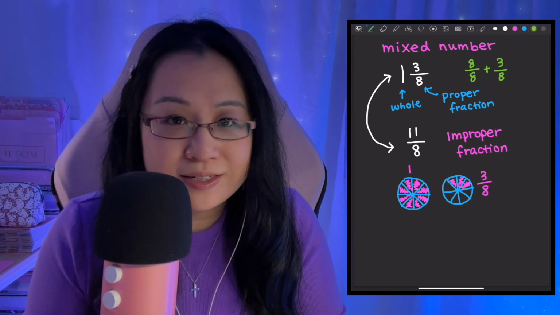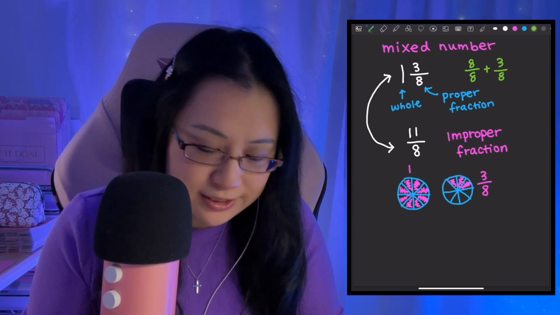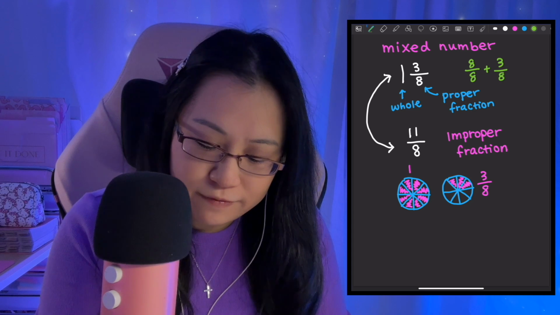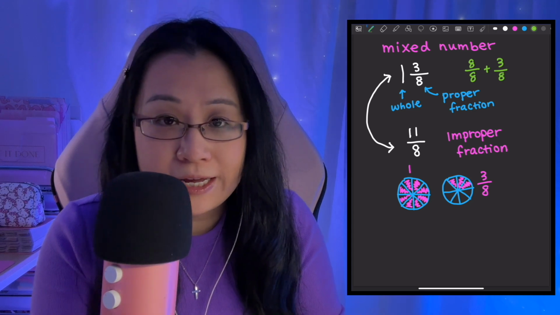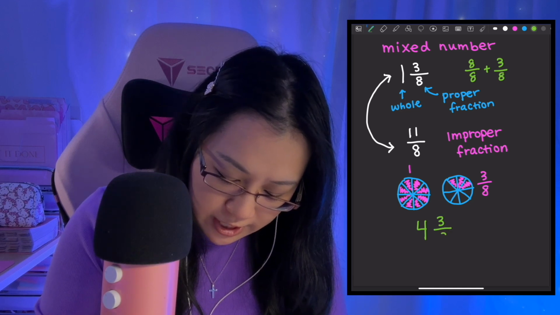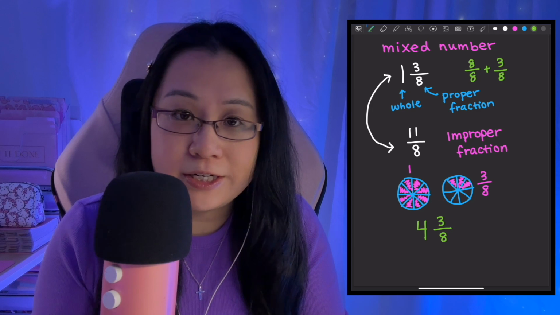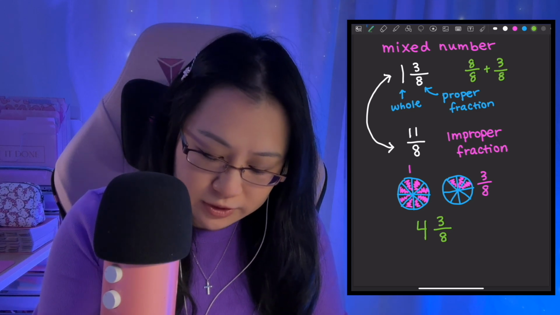Okay, excellent. So now I'm going to change things up very slightly. Let's say instead of 1 and 3/8, I have 4 and 3/8. Okay, so we're going to follow our intuition here, what we were just building.